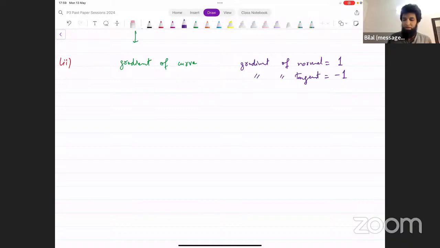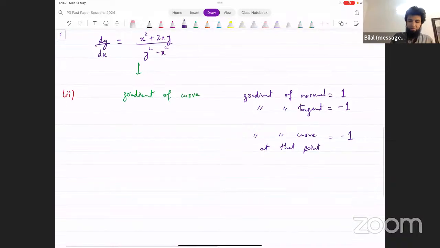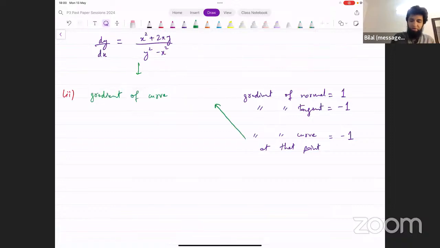Okay. Now, if the gradient of tangent is minus 1 at that point, that also means that the gradient of the curve at that particular point is also equal to minus 1, right? Because gradient of a curve at a particular point is the same as the gradient of the tangent at that point. So all we have to do is put this derivative equal to minus 1. Put the gradient of the curve equal to minus 1, and that will give you an equation. What does this turn out to be?